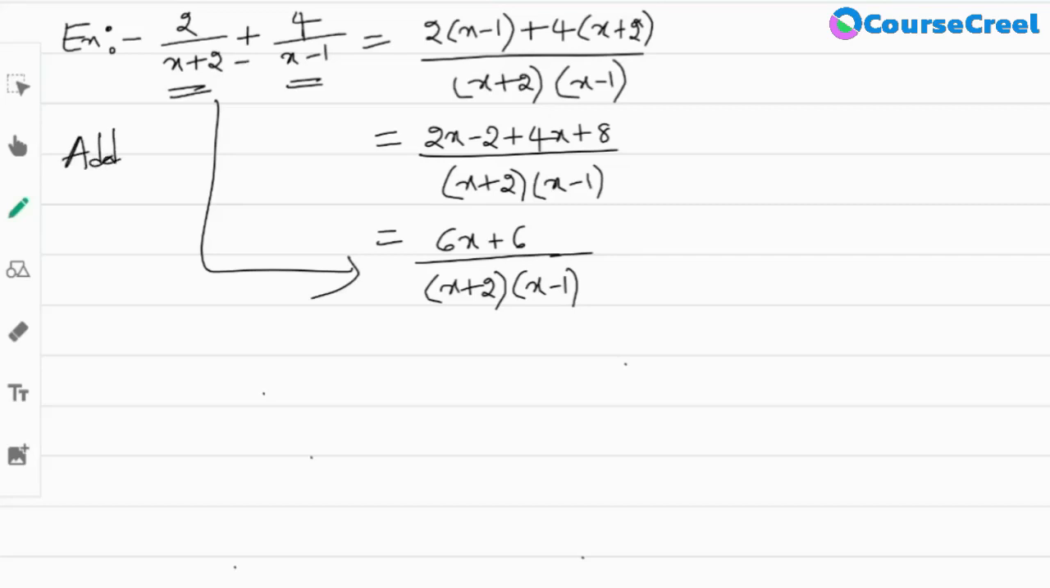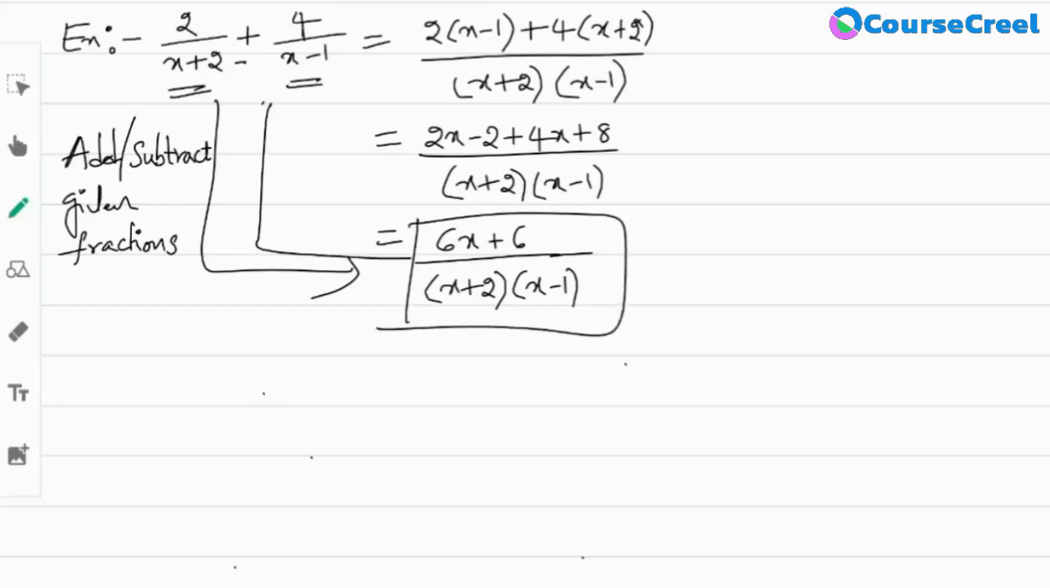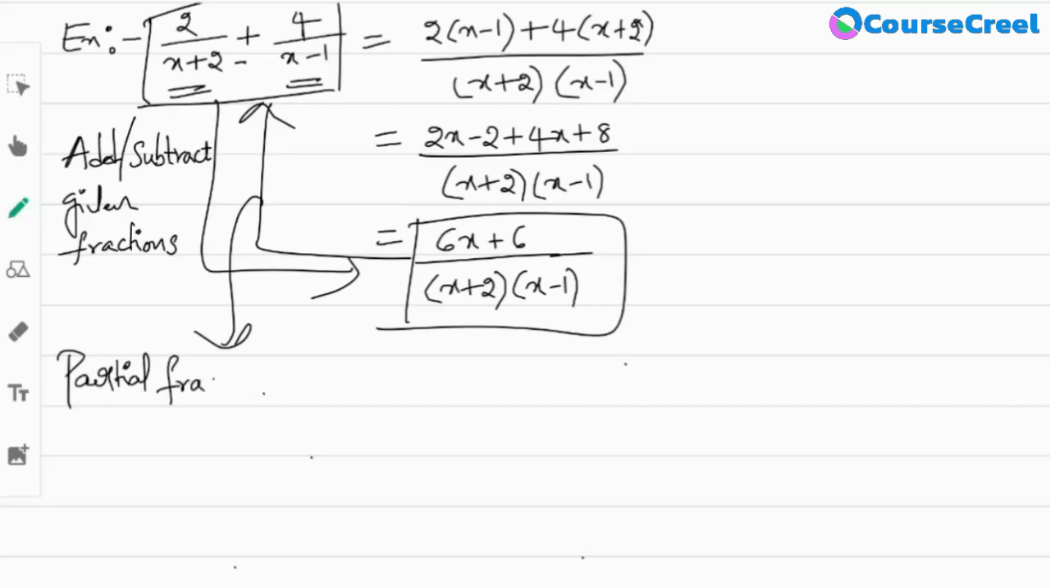If there is a minus sign over here, we can say that we are subtracting the given fractions to get a single fraction. This is a normal process. But the reverse of this process, that means converting this single fraction to simpler multiple fractions, is called partial fraction expansion. So in this lesson, we are going to learn this process of partial fraction expansion.